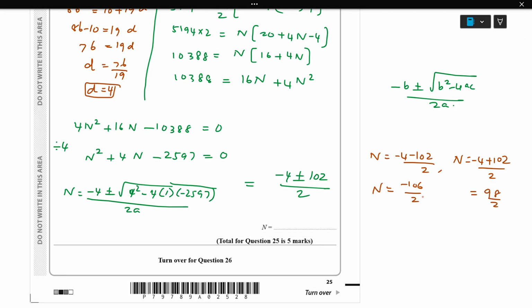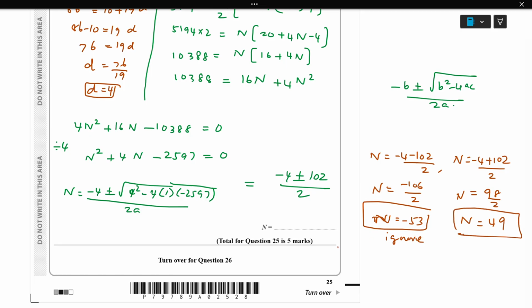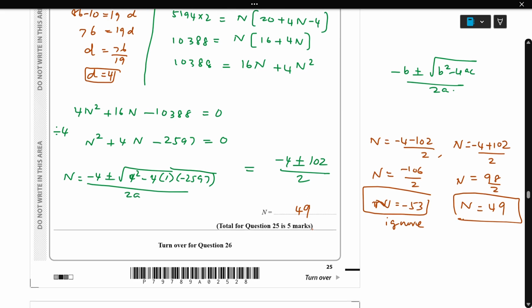So this is also n, this is also n. Here the answer is going to be minus 53. Here the answer is going to be 49. The number of terms cannot be negative, so ignore that. So this is our final answer: n equals 49. There are 49 terms.